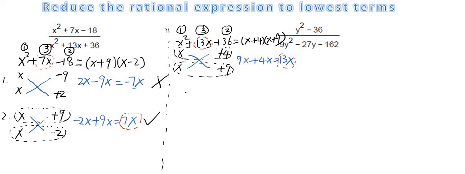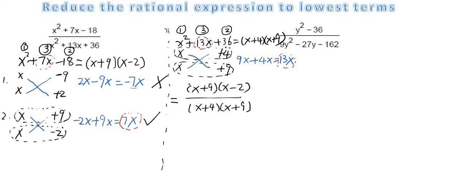Plugging back, for the numerator we have x plus 9 times x minus 2, and for the denominator we have x plus 4 times x plus 9. We can tell we have a common factor x plus 9 in both the numerator and denominator. That means we can cancel it out. So we have x minus 2 divided by x plus 4.